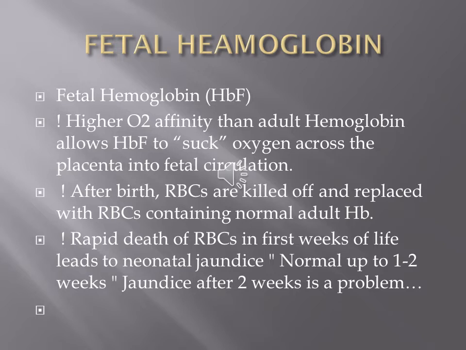After birth, RBCs are replaced by another hemoglobin, the adult hemoglobin. So it will take about two weeks for the shift from fetal hemoglobin F to adult hemoglobin, and that's why the baby after birth will develop jaundice, because of a breakdown of these RBCs that carried hemoglobin F, fetal hemoglobin.